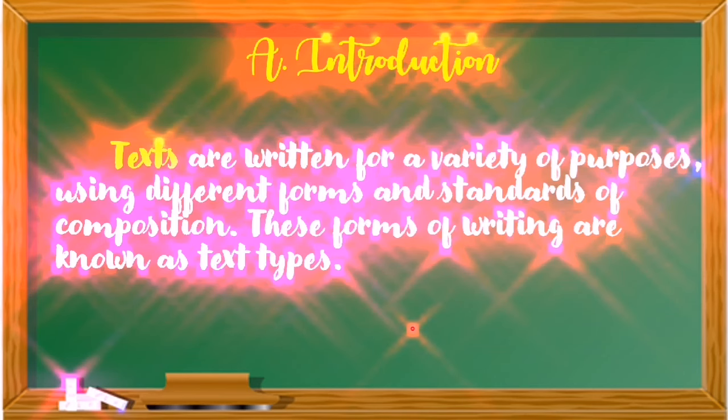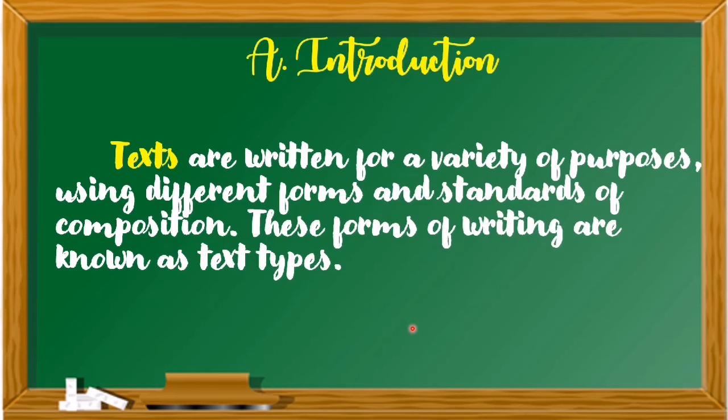So what are texts? Texts are written for a variety of purposes using different forms and standards of composition. These forms of writing are known as text types. In our previous lesson about text types last week, you have learned to distinguish classification and explanation. This time, you will learn to distinguish the two remaining text types, which are enumeration and time order.